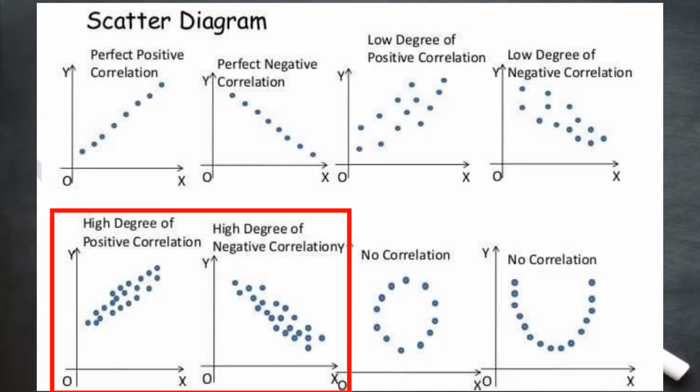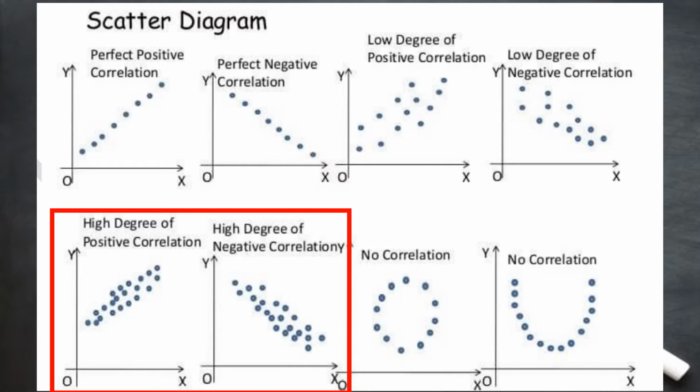Next diagram is the diagram on the lower left side of this figure. We have the high degree of positive correlation and a high degree of negative correlation. We have a high degree because the points are somewhat scattered but fairly close to each other. If you compare it to the low degree, where the points are far from each other and really scattered, this one has tight points. That's why it is a high degree of positive correlation, but it's not perfect. And we still have a correlation because the points are in one direction.